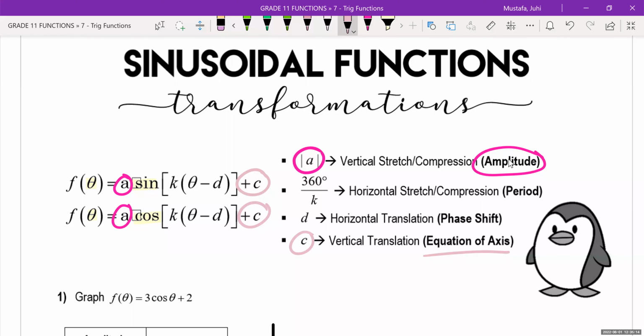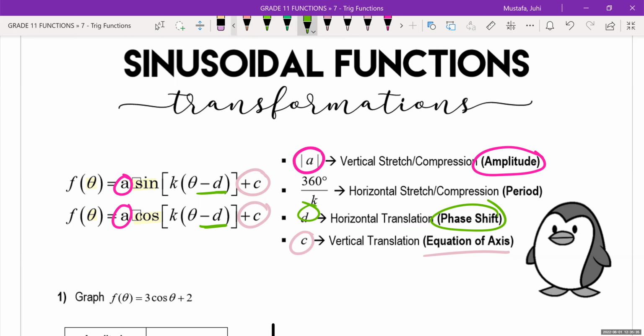Okay, then I'm just going to go into the graph right here. The letter D represents your horizontal translation. Just like before, a negative number means you're actually moving to the right, a positive number means you're moving to the left. And the word that we give this is actually phase shift. So phase shift is just a fancy word for a horizontal translation.